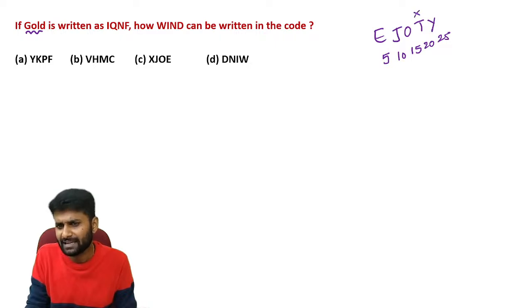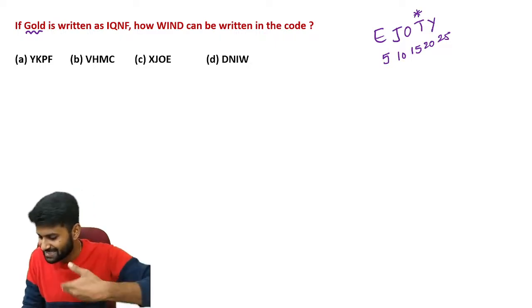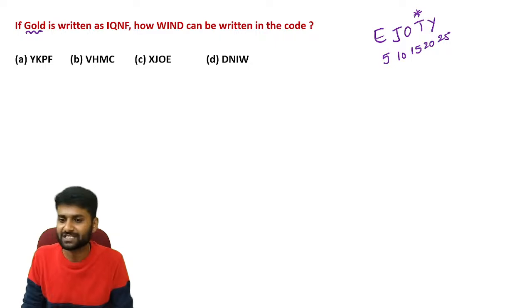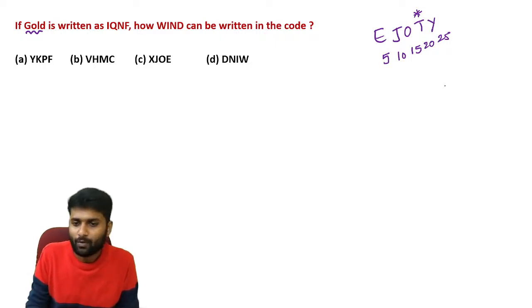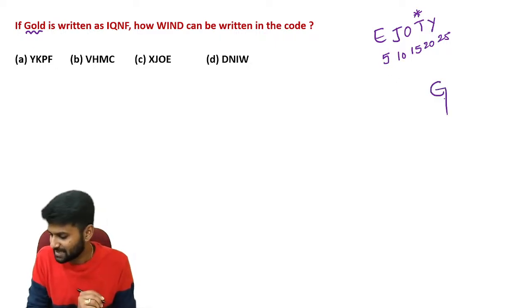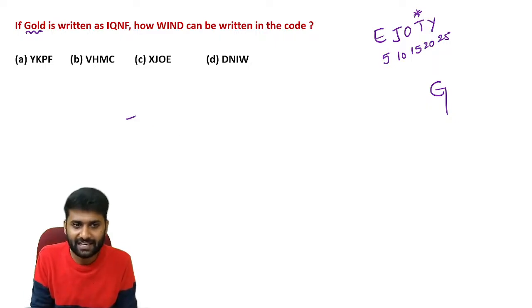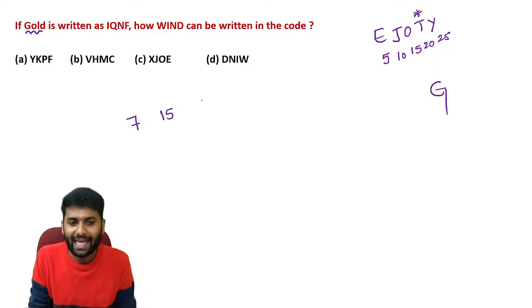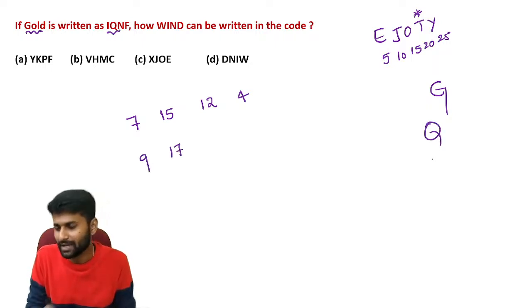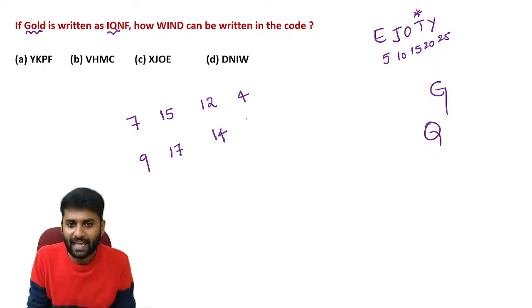Now everyone can easily remember T, guys. Why? Because T20 cricket. T represents 20. Now see, while writing G, you can see the 7 shape, right? So here G is 7, O is 15, L is 12 and D is 4, guys. In the same way, I is 9 and Q is 17. While writing Q, again you can see the 7 shape. Here N is 14, F is 6.